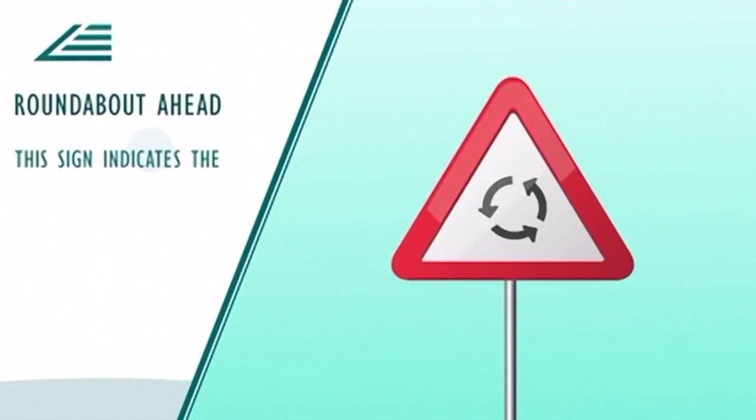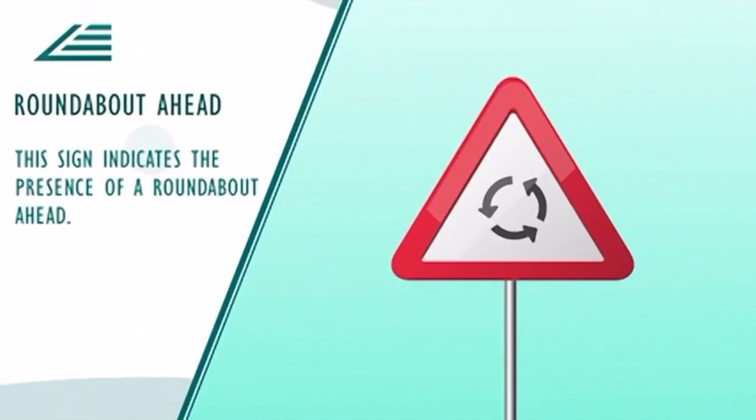This sign indicates the presence of a roundabout ahead. Roundabouts are different from an intersection. Here, traffic moves around a circular island. It can be found on single or multi-lane roads. This sign is used to warn motorists that they are approaching a roundabout. At this point, they must position their vehicles in the proper lane according to their intended direction from the roundabout. Moreover, motorists should avoid overtaking after this sign.